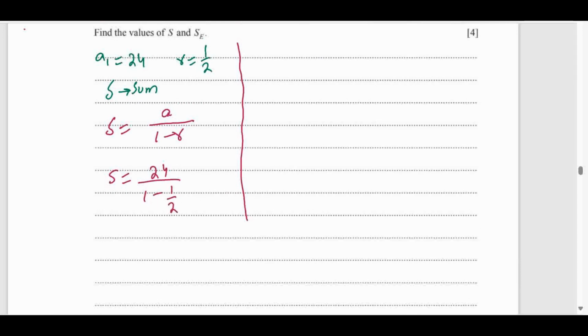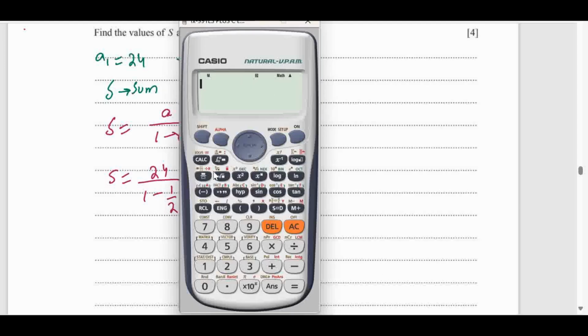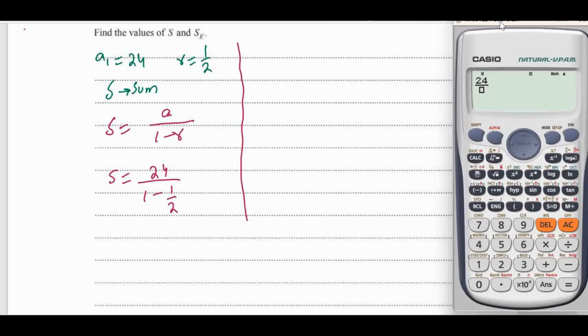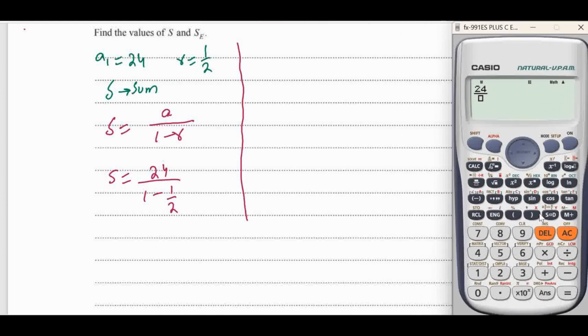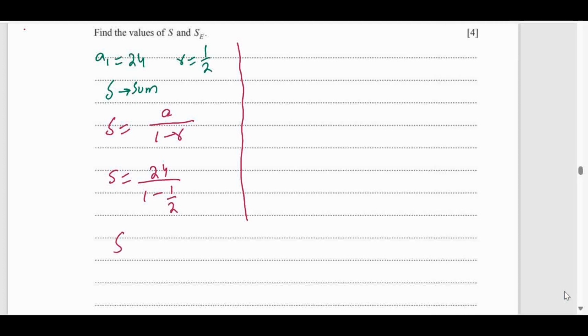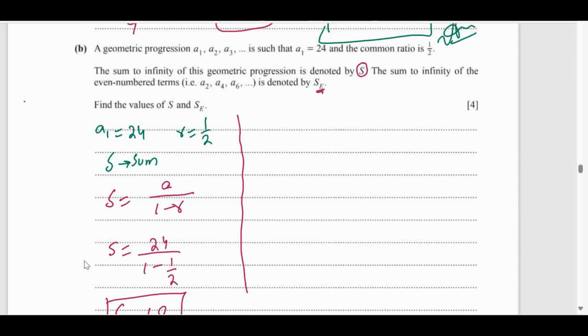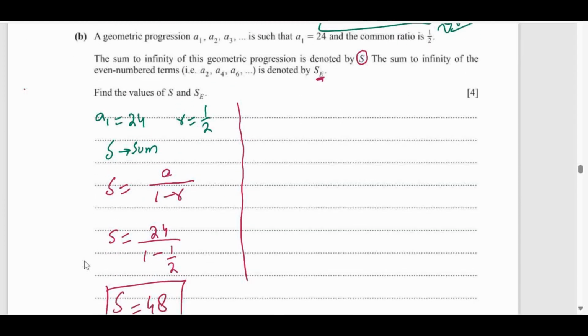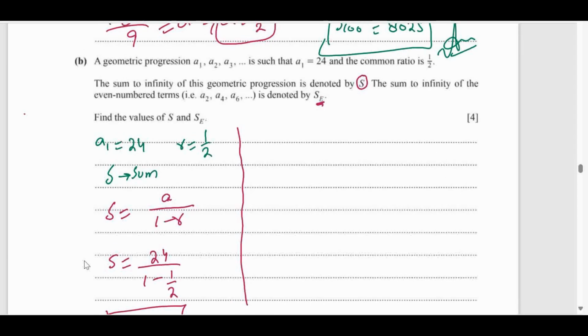Now we can use the calculator. So this will be 24 divided by 1 minus 1 by 2. So the value of S is 48. This will be the final answer for the first part of the question, finding the values of S and SE. Now let's find the second sequence.